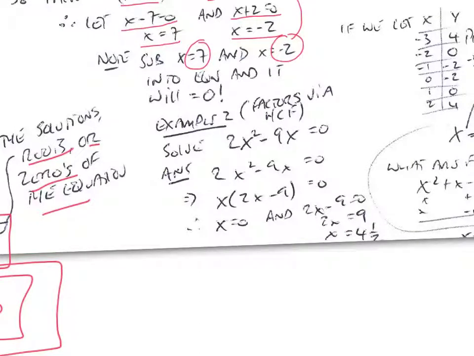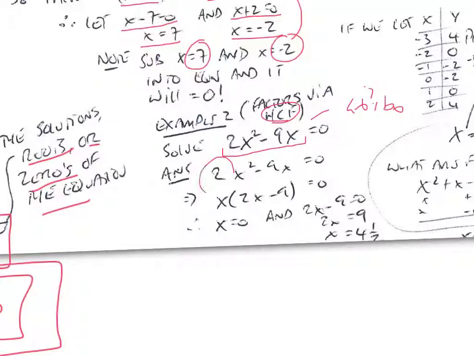Now here's the second example, but now we're going to find the factors via the highest common factor method, which we learned in chapter 2. So solve 2x squared minus 9x equals 0. So this is in the form ax squared plus bx, as we mentioned at the top of the video. So 2x squared minus 9x equals 0.